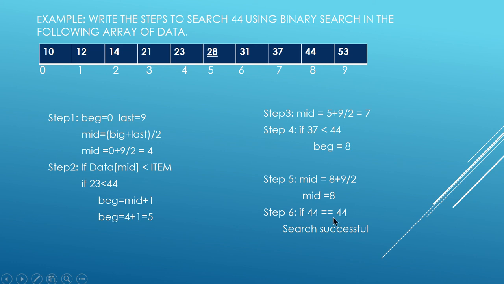So 44 is equal to 44, the condition is satisfied, so the search is successful. The base case is reached, so you will stop the searching, right? Okay, so this is how your binary search algorithm works. Now look at the program for this.